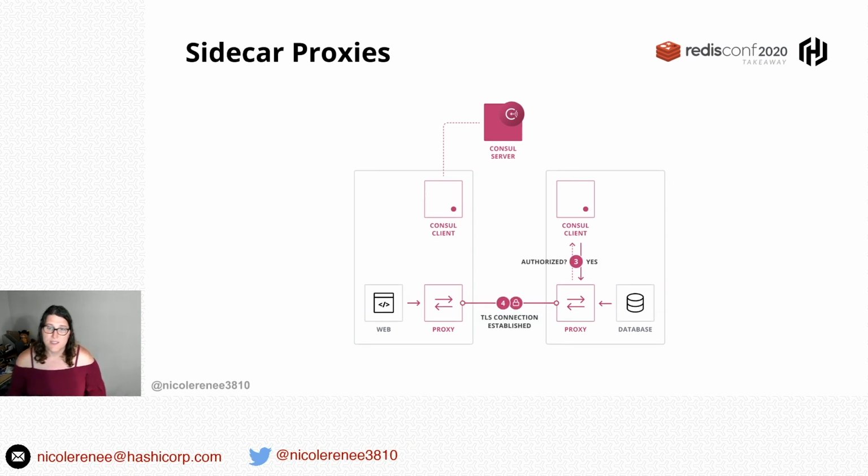And then the proxy server for the database is going to ask its localhost Consul client, hey, is the web server authorized to talk to me? And in this case, earlier we created an intention that said that the web server was authorized to talk to our database. So the Consul client returns yes, and the TLS connection is established. However, had it not been authorized, the TLS connection would have just been terminated at that point.